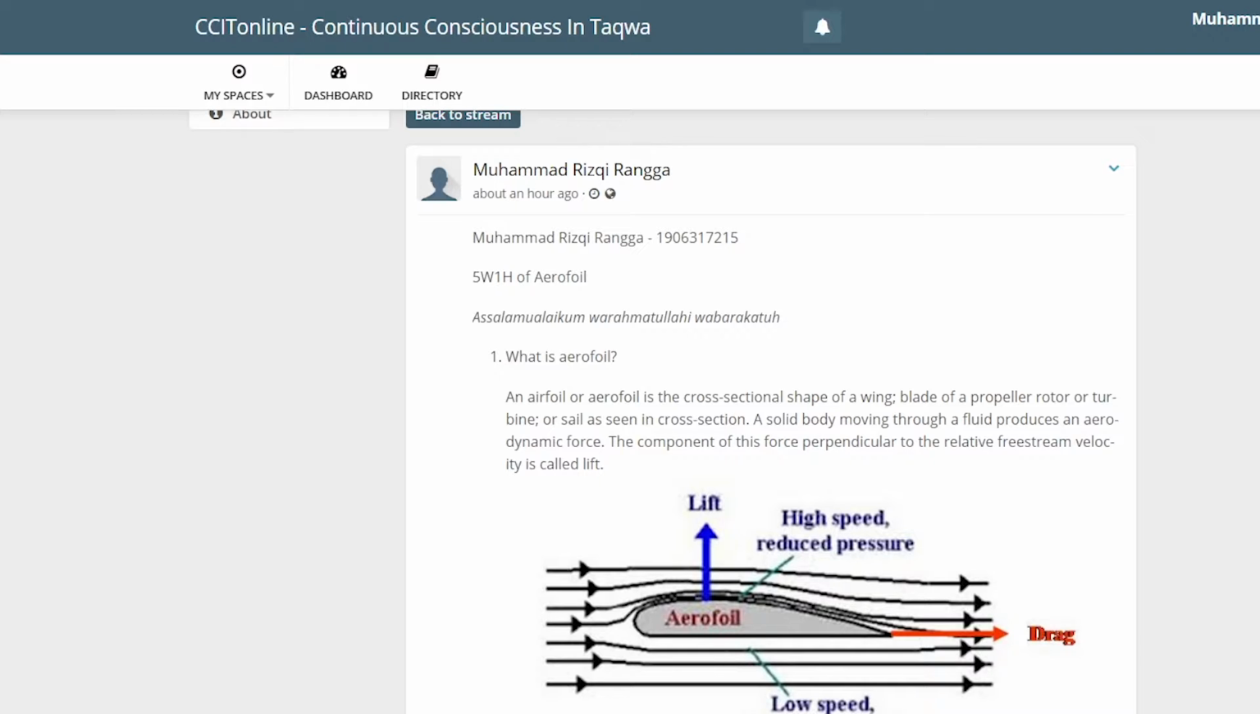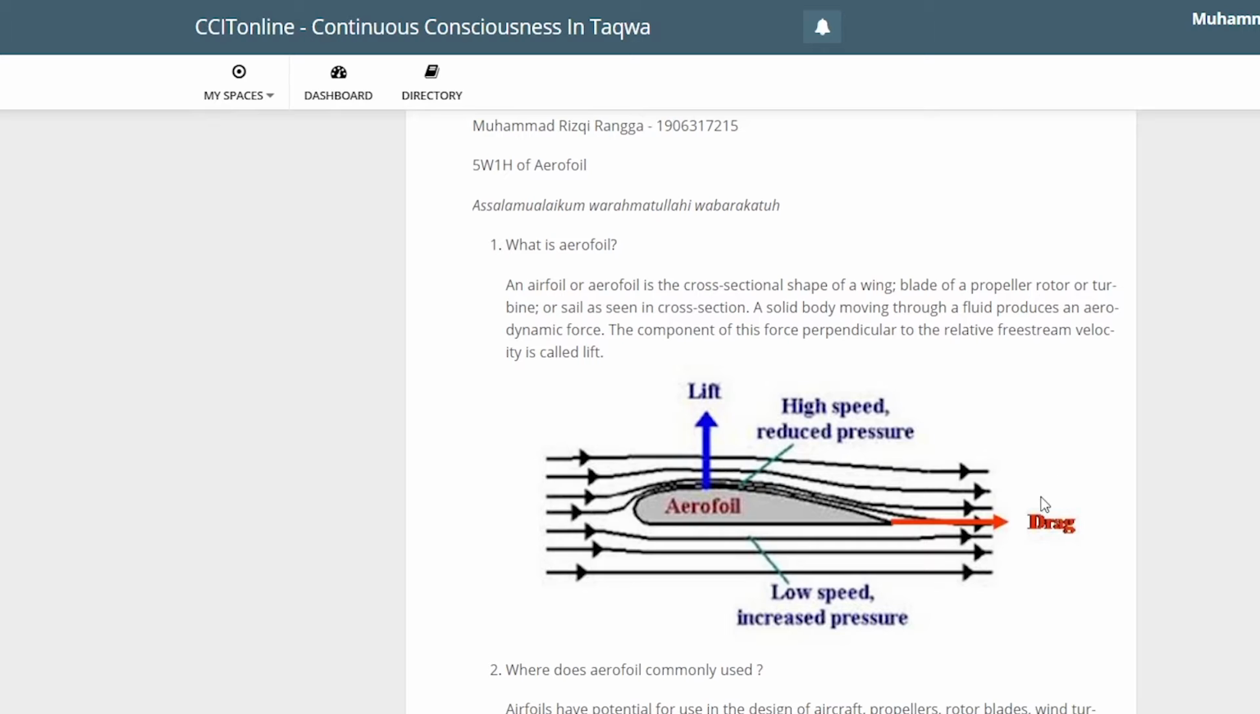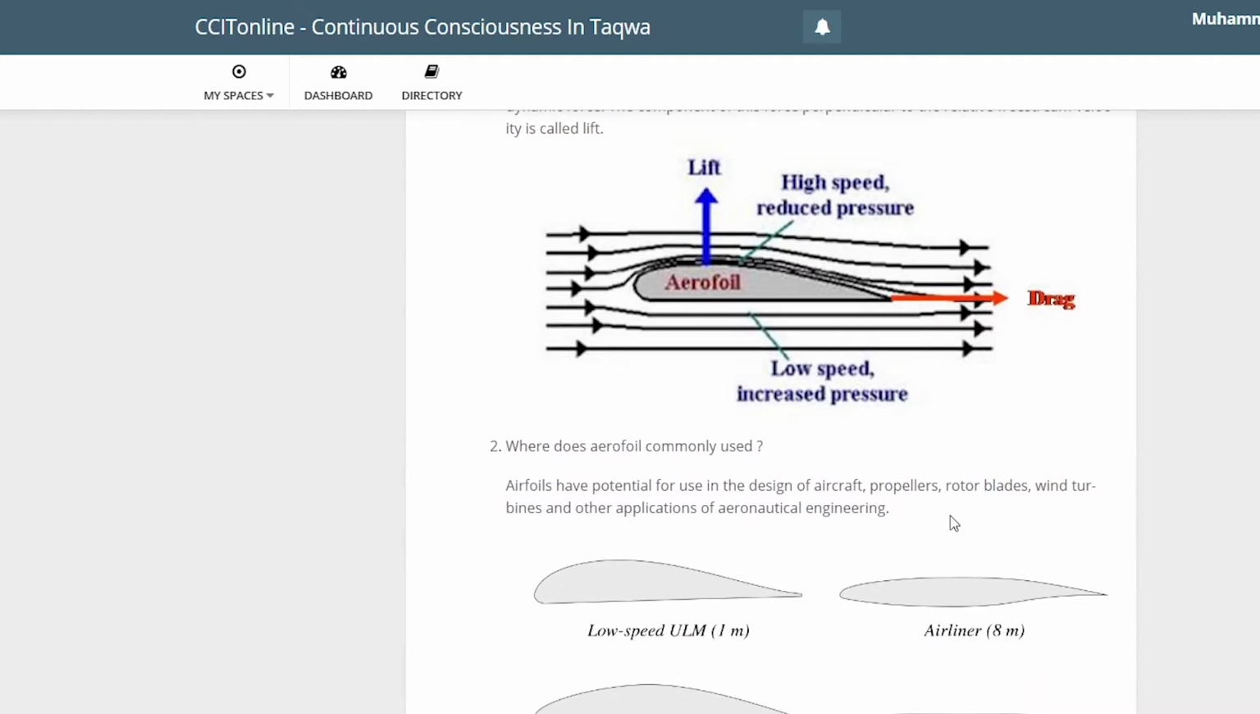It is a solid body moving through a fluid that produces aerodynamic forces. The component of the force perpendicular to the relative free stream velocity is called lift. In the figure below, we have the lift force, which is perpendicular to the free stream velocity, and the drag force on the backside of the aerofoil, which has the same direction as the free stream velocity. On the high speed section of the aerofoil, it has a reduced pressure, and on the bottom side, which is the low speed section, it has increased pressure.